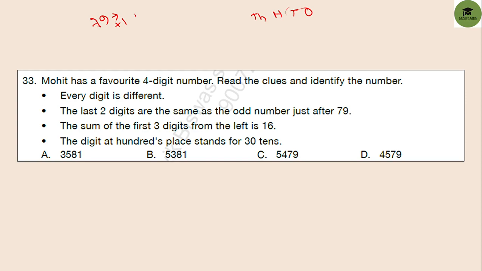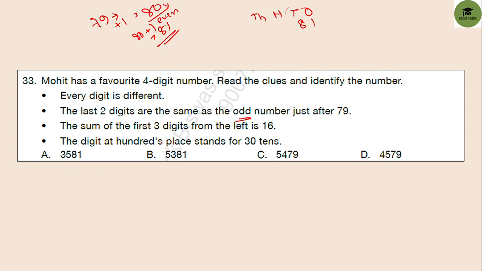If we add 1, the successor of 79 is 80. Is 80 an odd number or even number? 80 is an even number. So we cannot take 80 because it says just odd number. So which one is the odd number? If we add 80 plus 1, that is 81. 81, just next to 79, is an odd number. So the last 2 digits are 81.